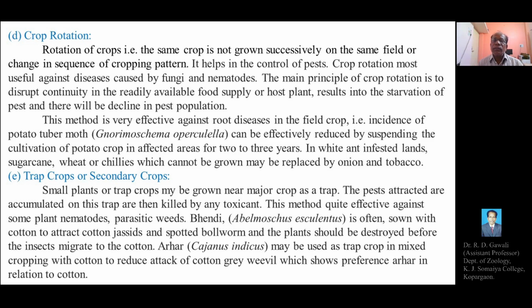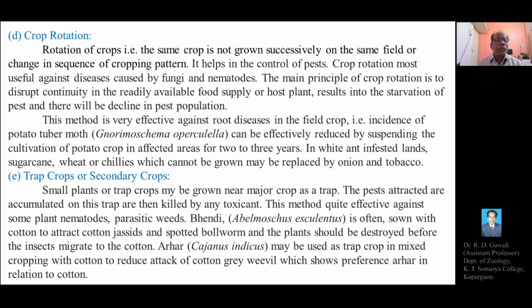In white ant infested lands, sugarcane, wheat, or chilies, which cannot be grown, may be replaced by onion or tobacco. So we can simply change the sequence of the crops, or change the crop pattern for the cultivation purpose. Ultimately this will help in killing stages of the different pests of the particular crops.